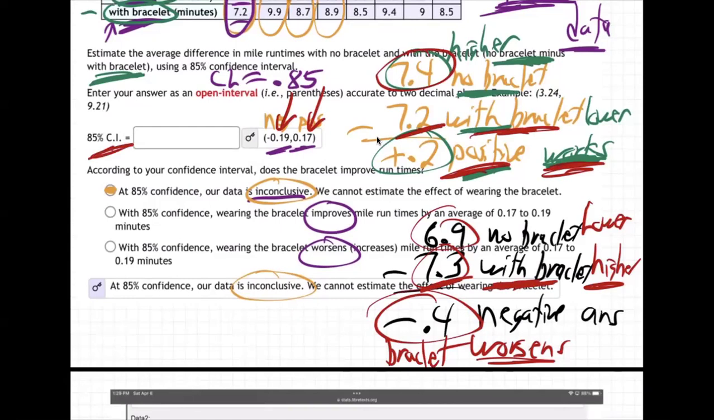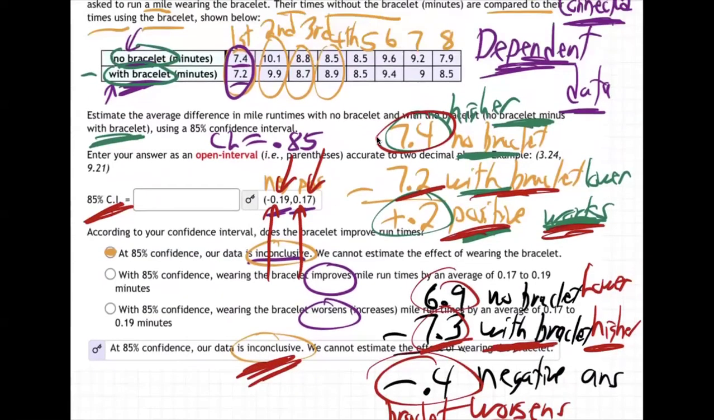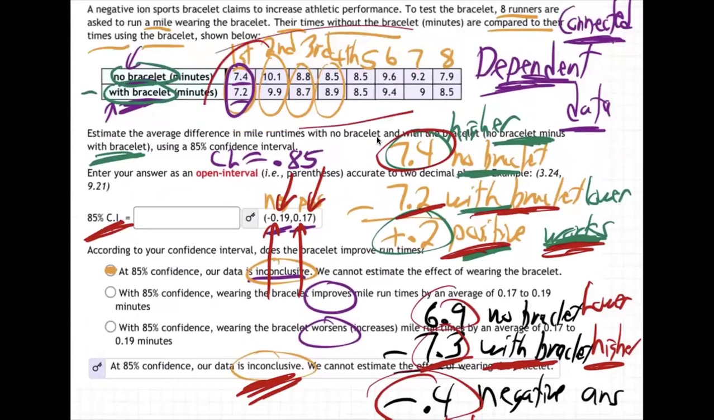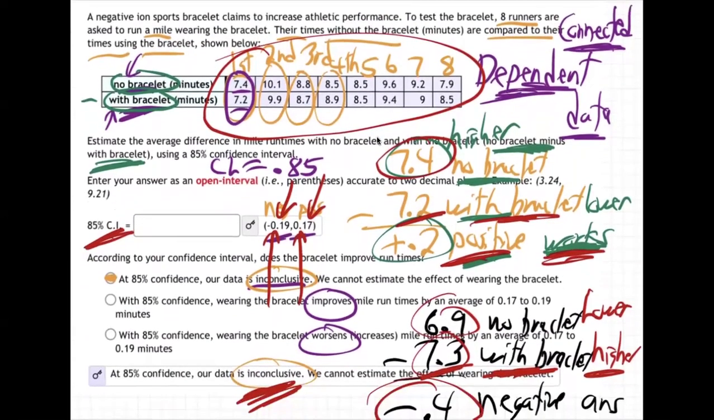We're saying we're 85% confident that the real truth of like everybody who would ever use this bracelet is somewhere between negative 0.19 and positive 0.17. So we don't know if it's negative or positive. So we're inconclusive. We're just not sure if the bracelet's working or not. The data in this table, these 8 runners, it's just not strong data, leading us to a conclusion one way or the other. That's why that is. And so there we go.